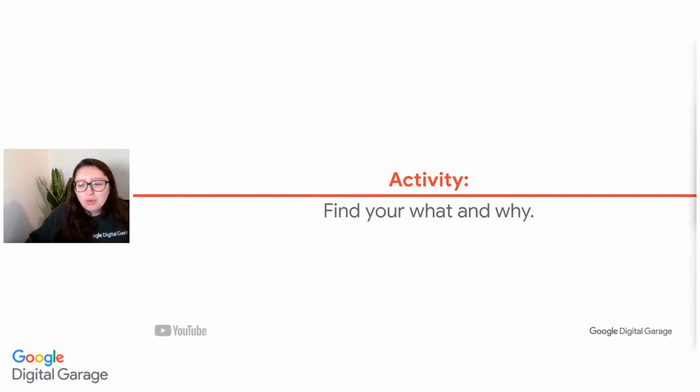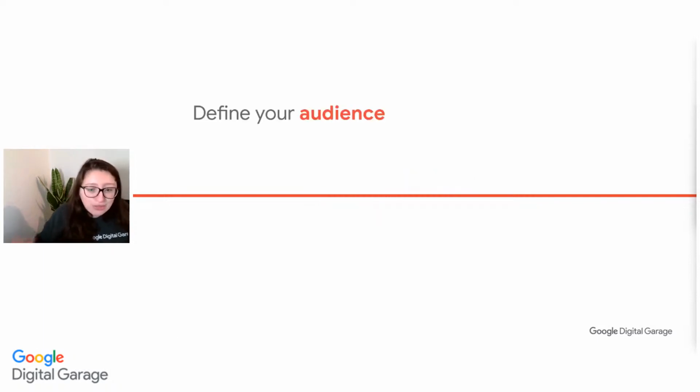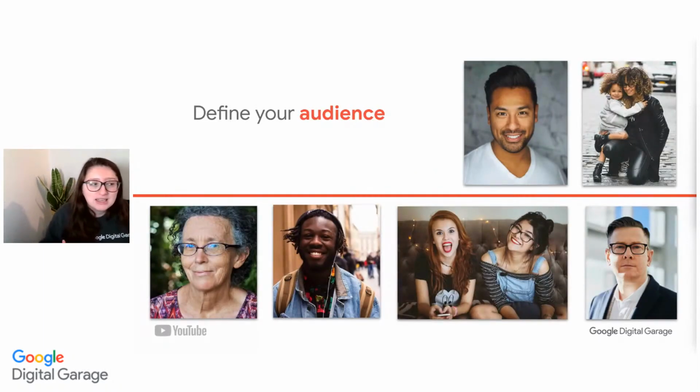So once you've got your what and why, your third part of this puzzle is your who. Your what, your why, your who. So we need to start thinking about who we're telling the story to. Who are we targeting? And start identifying that audience. Who's going to be watching our channel?